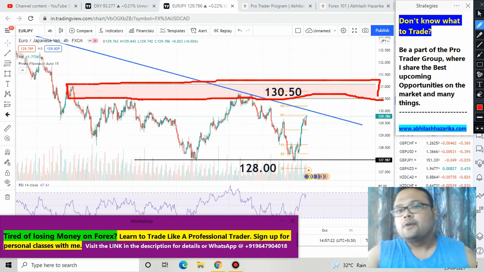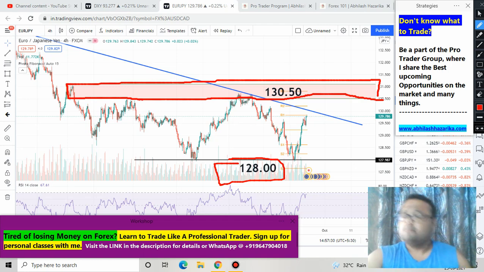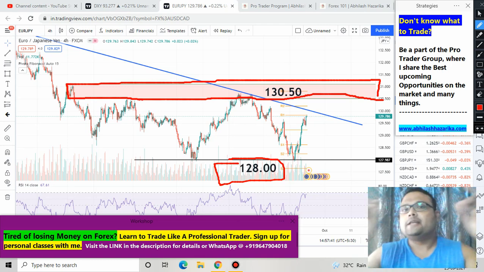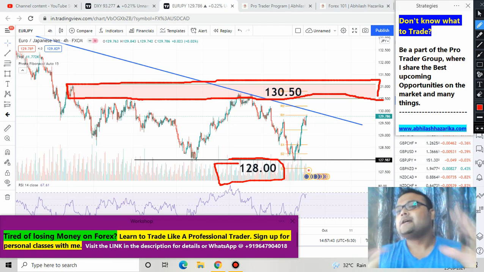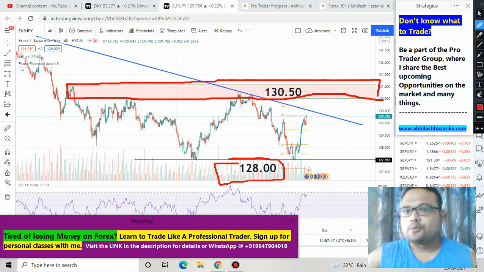Apart from this level, we have got 128 on the downside as the support for the market. You can see that whenever the market came down, when the market faced selling pressure from above, the 128 level was always present and provided support to the market. So 130.50 on the upside is the most important resistance, and on the downside 128 is the most important support for the market.